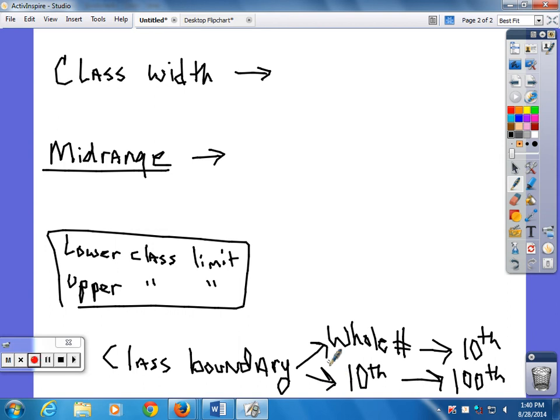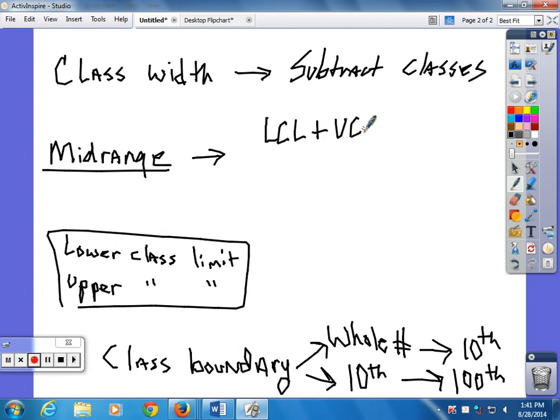So when you see a frequency distribution, you don't have blondes, brunettes and redheads, or blue-eyed, brown-eyed. In other words, if you've got classes like ages, then you're going to have to find these things. How do you find the class width? Subtract classes, and I'll show you how to do that. How do you find the mid-range? The lower class limit plus the upper class limit, divided by 2.